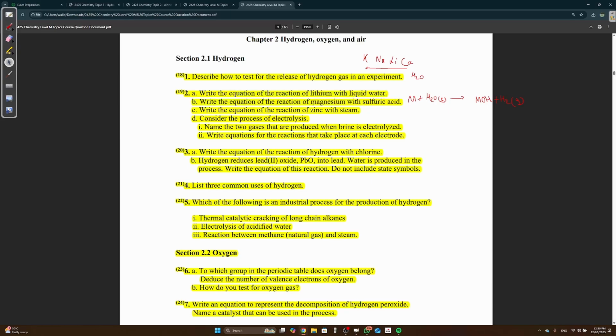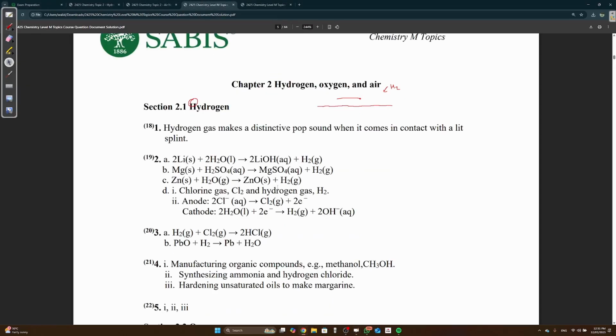Write the equation of the reaction of magnesium with sulfuric acid. This you need to know, right? Why I think they're asking this is because it produces hydrogen gas. But the one she mentioned in the notes is this one, right? To produce hydrogen, how do you produce hydrogen? Metal plus sulfuric acid or hydrochloric acid. What do you get? Metal plus acid, you get salt plus hydrogen gas, right?